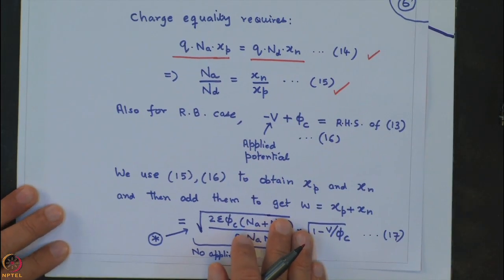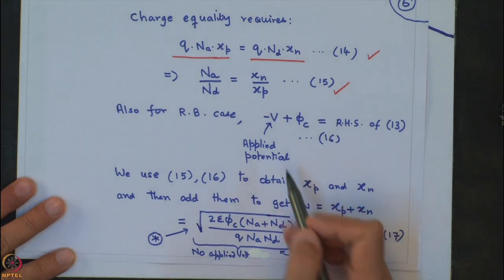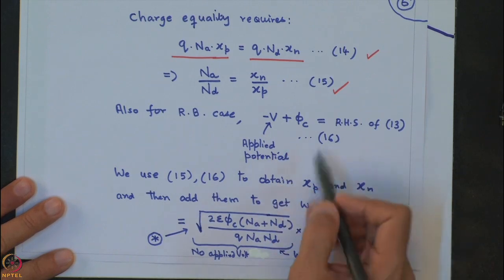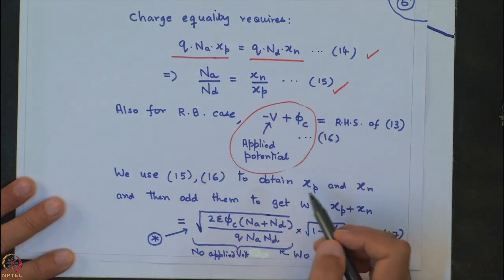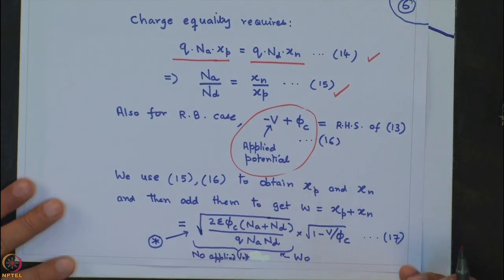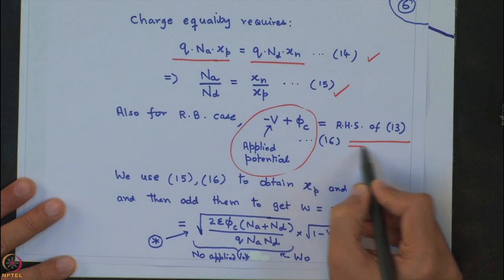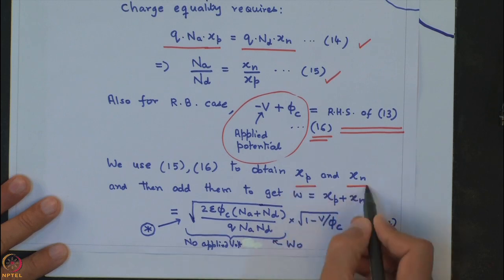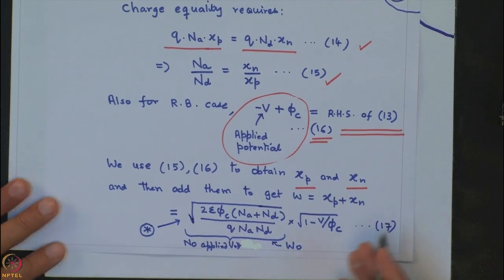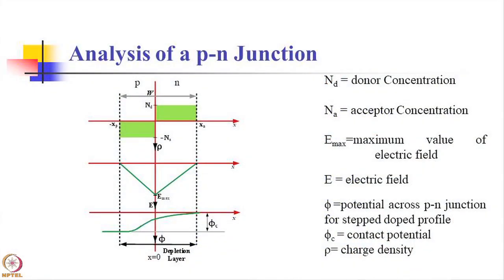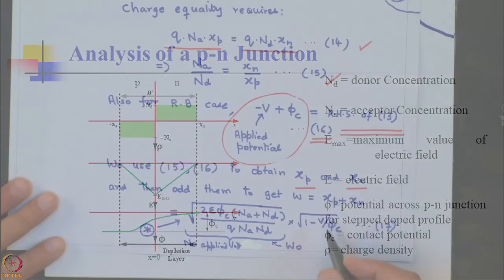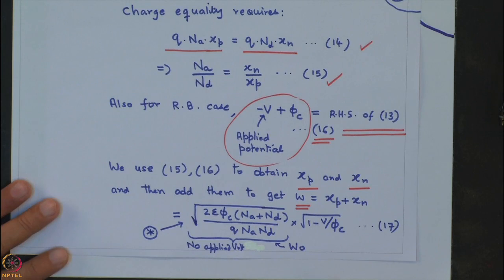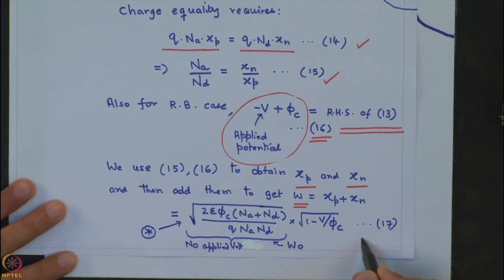Now, as we have said before, for the reverse bias case, the applied potential minus V adds up to the contact potential. So, this whole thing becomes the net potential across the device, and we can equate this to the expression we obtained in 13. Now, if we use equations 15 and 16, we can obtain xp and xn, and then if we add xp and xn, referring again to the image, we can get the expression for W, the width of the depletion layer, and we can show very simply that it is given by this expression 17.